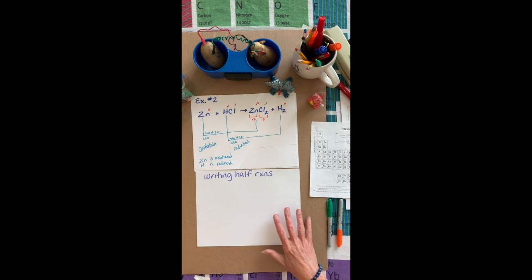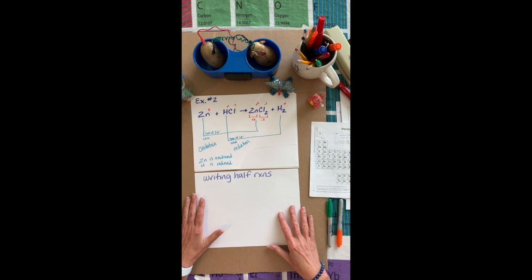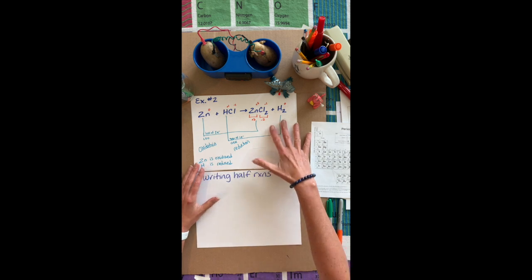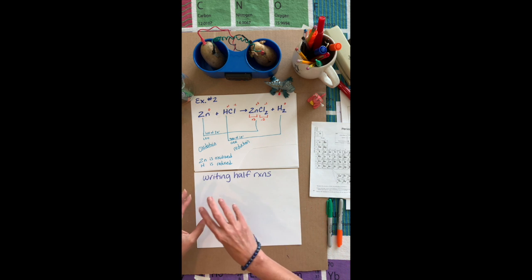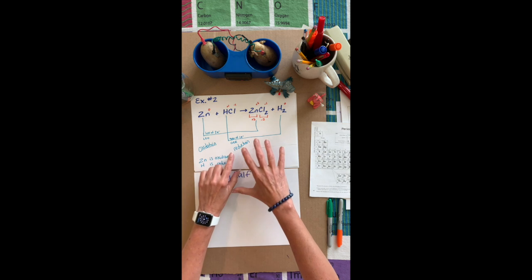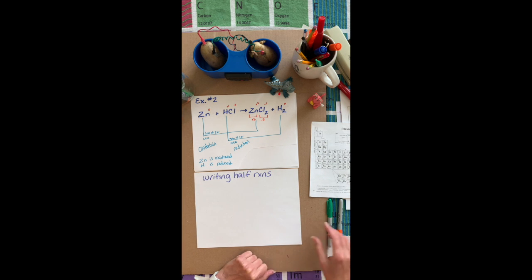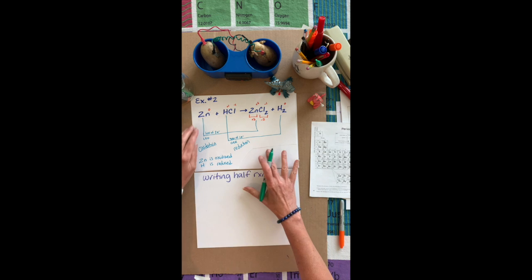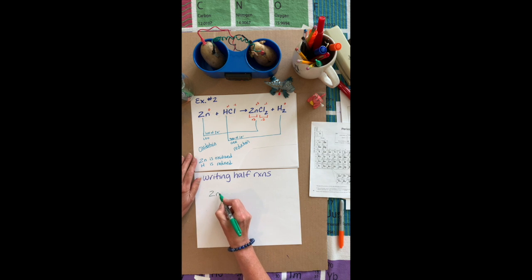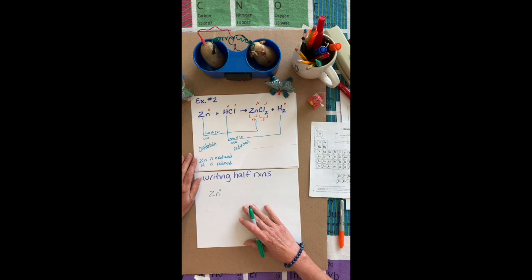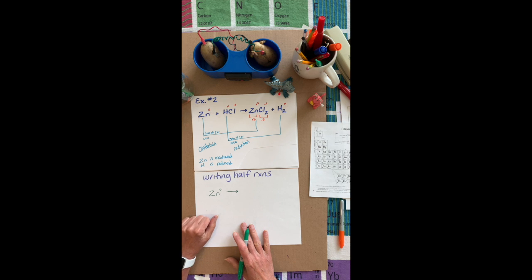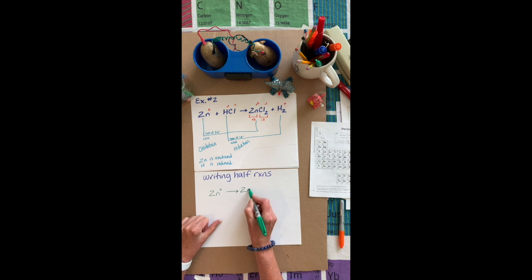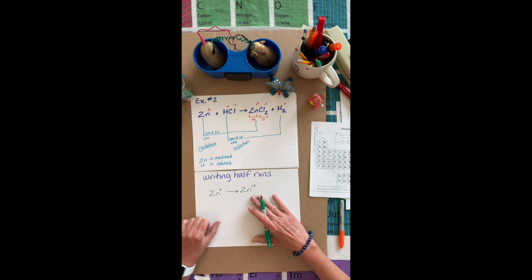Let's write what we call a half reaction. I've got a redox reaction here. I want to write the oxidation half reaction and the reduction half reaction. So let me show you how that happens. The first thing we do is we write a partial half reaction. So let's look at zinc. Zinc with no charge. Zinc with a 0 oxidation state became zinc plus 2.